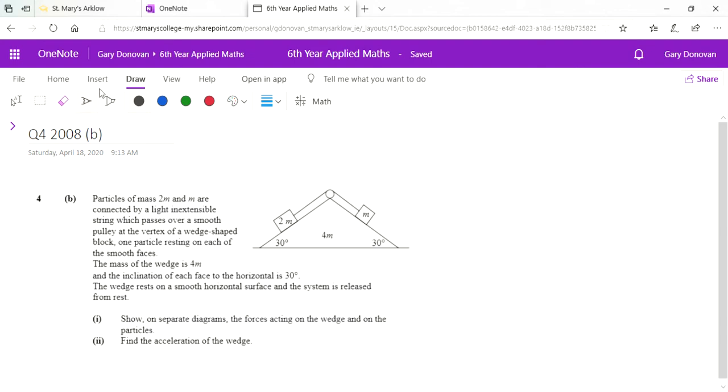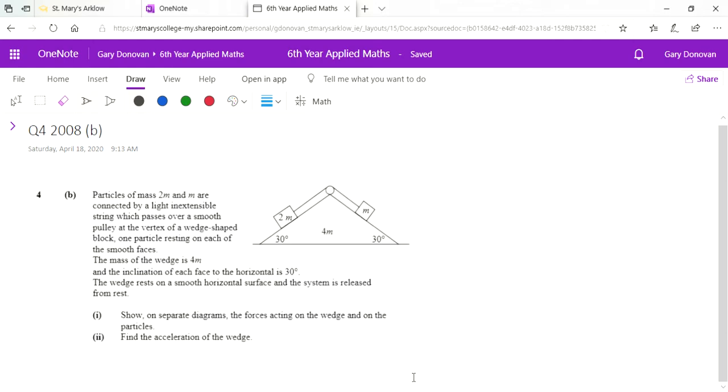In this video I'm going to look at the Leaving Cert Applied Maths question 4, 2008 B. This is a really long question and it's the first time we've done a question like this, so I'll probably split this video into two. In the first video I'll do part 1, which is basically just showing the forces acting on the wedge and the other particles, and in the second video I'll look at part 2, depending on how long this video takes. So let's have a look at the question.